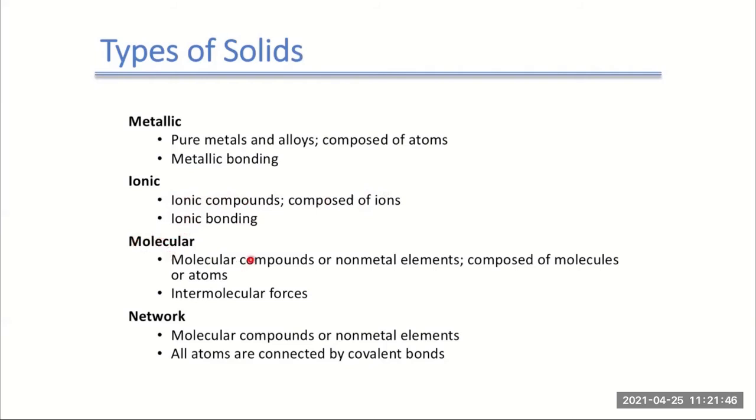Molecular solids, these are our molecular compounds, which are usually our nonmetal elements. So they're composed of molecules or atoms and really held together through intermolecular forces, the different forces we talked about before. And then finally, we have a network solid, which is composed of molecular compounds or nonmetal elements. That's when all atoms are covalently bonded together, so all atoms have covalent bonds that hold them together into one giant network.